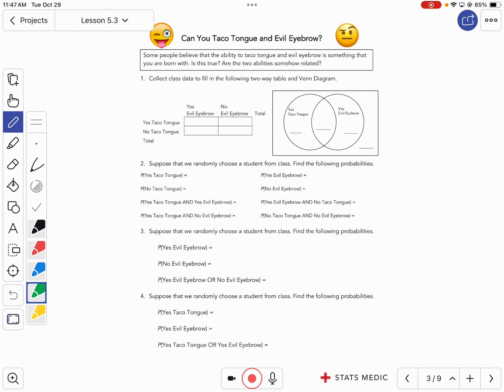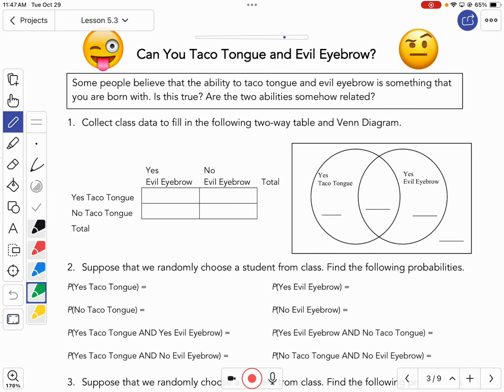Okay, so jump over here to your sheet. And just for the sake of time, I'm going to give you some data from a class, all right? But I want to talk about what these two things are and see who can do what, right? So they talk about the taco tongue and the evil eyebrow, okay? Are those two abilities somehow related? Is it something you're born with?